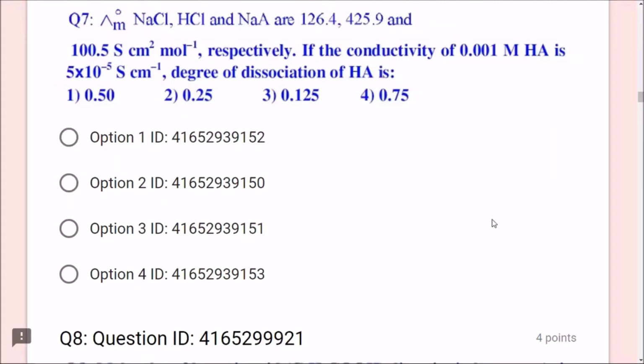Next, the molar conductivities of sodium chloride, HCl and sodium A are 126.4, 425.9 and 100.5 centimeters square per mole respectively. If the conductivity of 0.001 M HA is 5 into 10 to the power of minus 5 S per centimeter, degree of dissociation of HA is, dear friends, the correct option is 0.125. Option 3 is correct option friends.